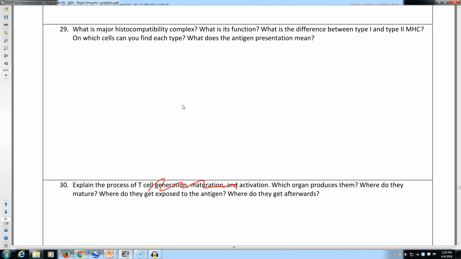Lymphocyte generation, maturation, activation. Which organ? Bone marrow, thymus, lymphatic system, blood.